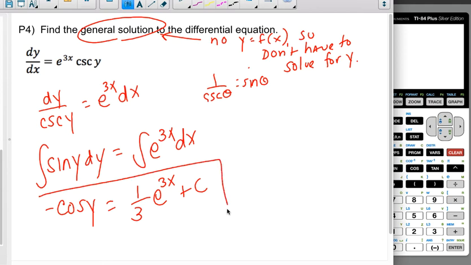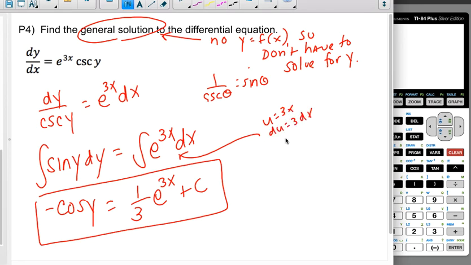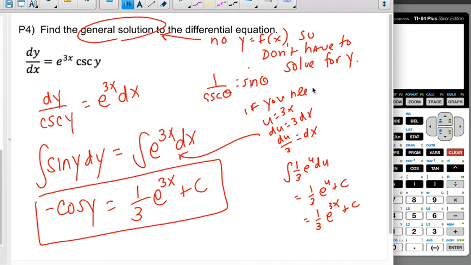If you don't feel like you can do that, if you need the u sub, you can say u is 3x, du is 3 dx, so du over 3 is your dx. That makes this the integral of 1/3 e to the u du, which is how you get 1/3 e to the u plus c, which is how we get the 1/3 e to the 3x plus c. If you need the u sub, fine.